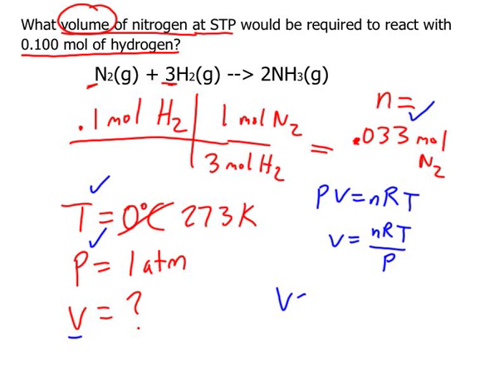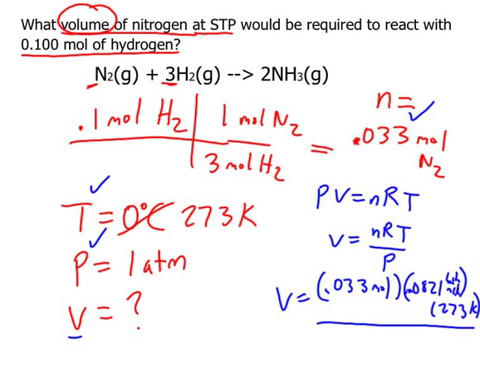So the volume of gas we need is 0.033 moles times 0.0821 liters atmospheres over moles Kelvin. I'm getting kind of lazy with the units at this point. I really shouldn't, but there you go. Times 273 Kelvin, all divided by the pressure, which is 1 atmosphere. So if I now calculate this out, 0.033 times 0.0821 times 273 divided by 1, I get volume is 0.74.